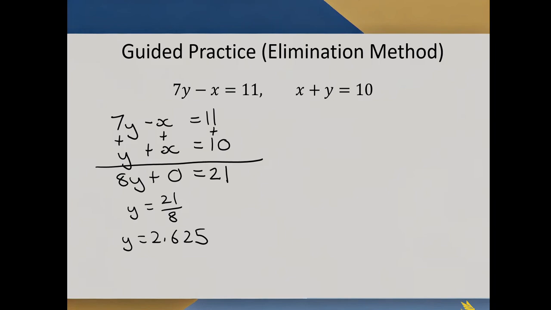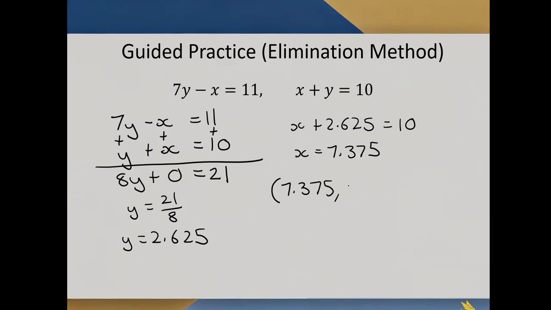The final step that I'm going to do is substitute this y value into my equation. And I'm going to solve for x. So I will take away 2.625, and that tells me my x value is 7.375. So when x is 7.375, I've got y is 2.625.